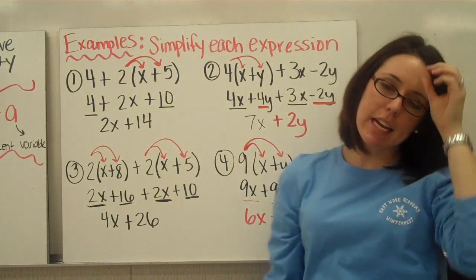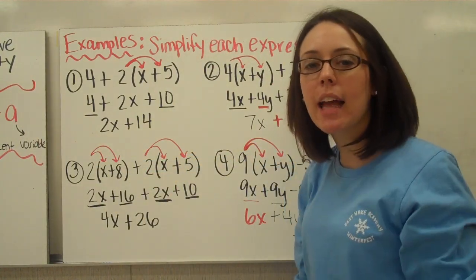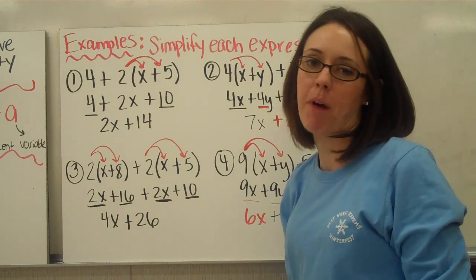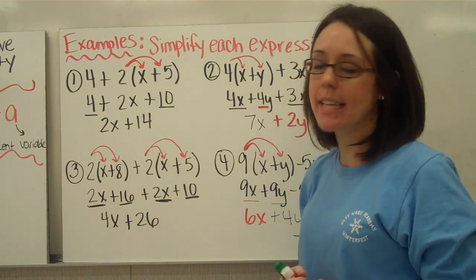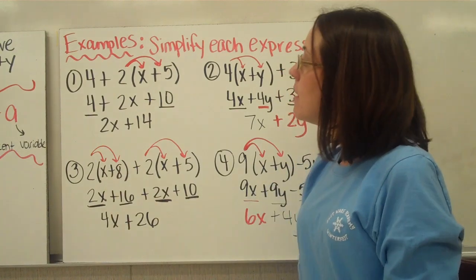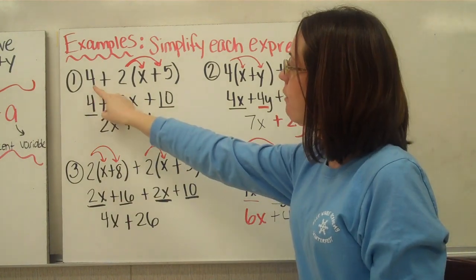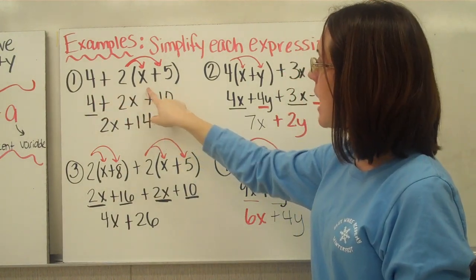We have a couple of examples left where we're going to combine like terms and use the distributive property. So we're going to be doing it all in the same problem. Number 1, again, we're going to simplify. Number 1, 4 plus 2 times the quantity x plus 5.